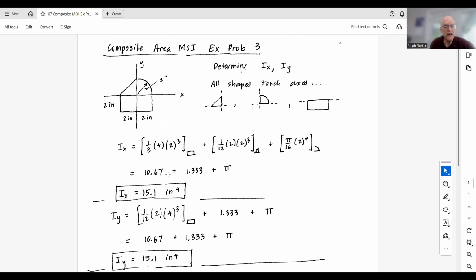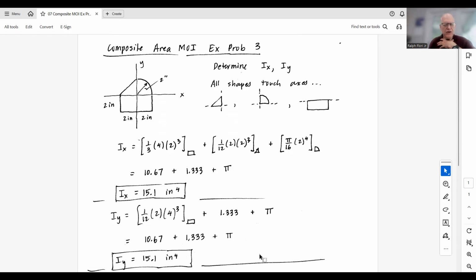About IY, again, the triangle touches it, this quarter circle touches it, this rectangle bisects it. So I'm going to use the 1/12 BH cubed formula. So 1/12 base is 2, the height is 4 cubed, plus the I-base of the triangle, which we found already to be 1.333, and then the I-base of the quarter circle, which we found already to be pi. And so we get IY is 15.1 inches to the 4th.